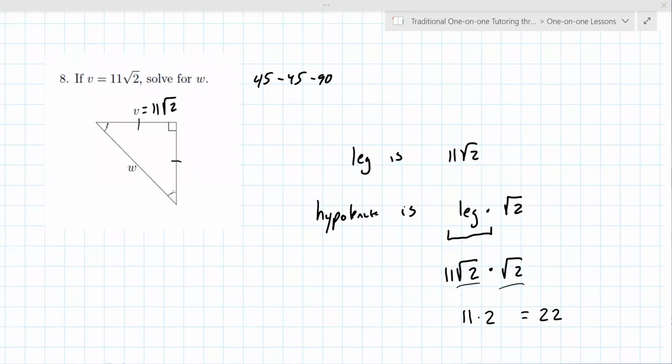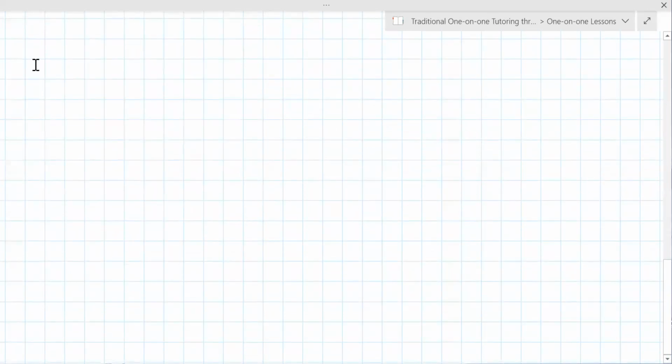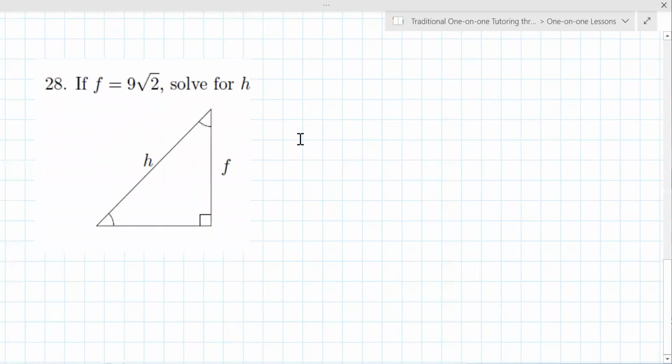Okay, let me have you try one on your own. And again, this is no different than the problems we've been doing. It's just different numbers and different letters. Same process though. Okay. So give that a try, please.